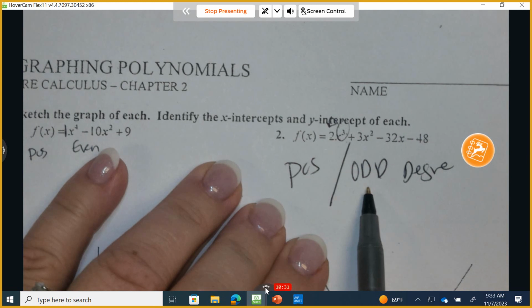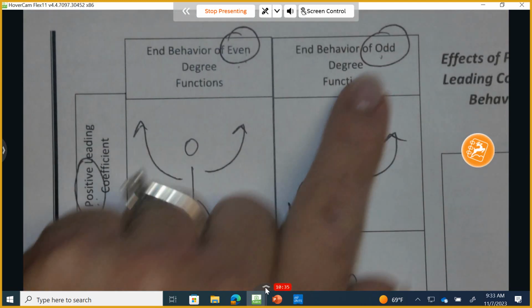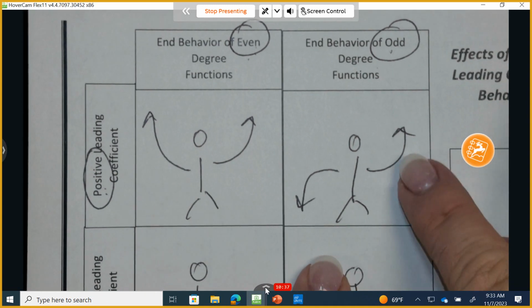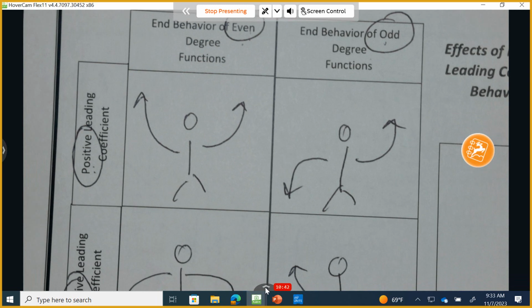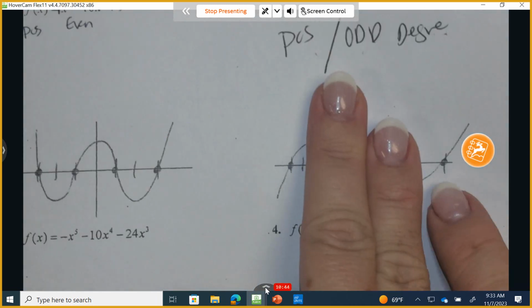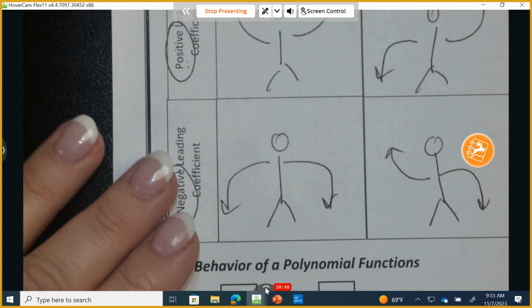So I'm looking at odd degree with a positive leading coefficient. Okay, odd degree, a positive leading coefficient means the right side is up and the left side is down. We only care about the end, so I cover up the middle. Does everybody see how the right side is up and the left side is down? Okay, we're almost done. Keep with me.